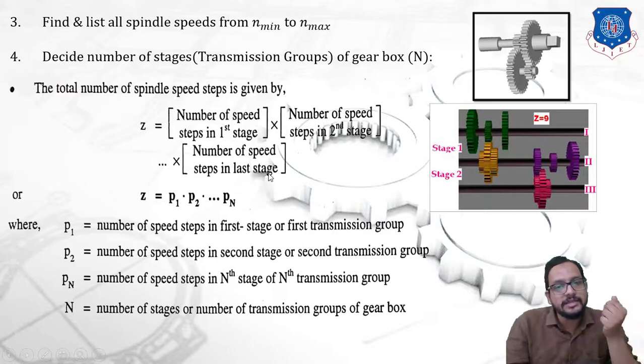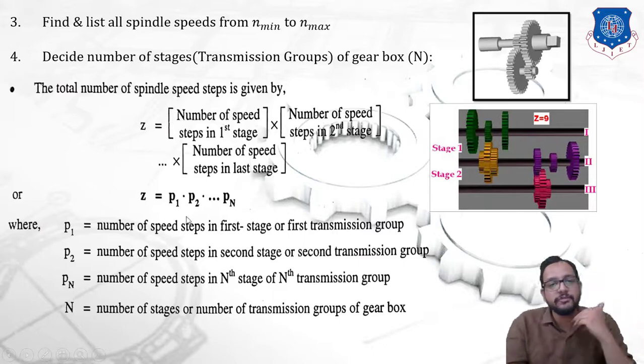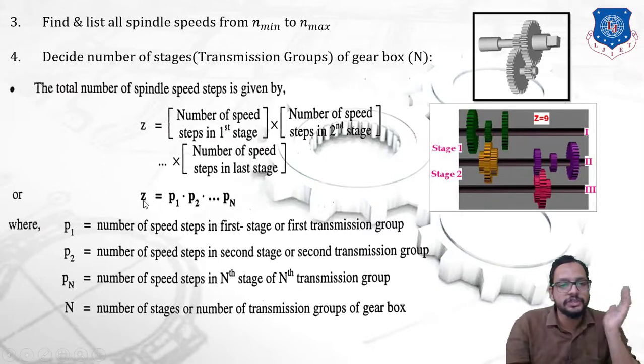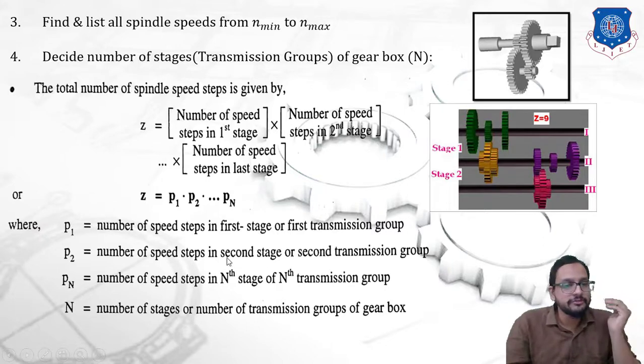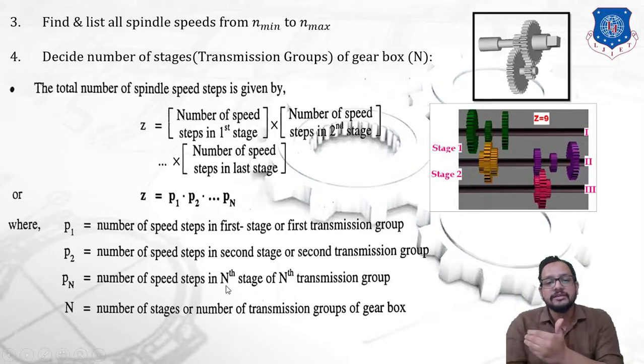In this way, if the number of stages is increased, we need to multiply by the number of speed steps up to the last stage. So the generalized equation can be written as Z is equal to P1 into P2 up to Pn, where P1 is the number of speed steps in the first stage or first transmission group. Similarly, P2 is the number of speed steps in the second transmission group. Pn indicates the number of speed steps in the nth stage or nth transmission group.